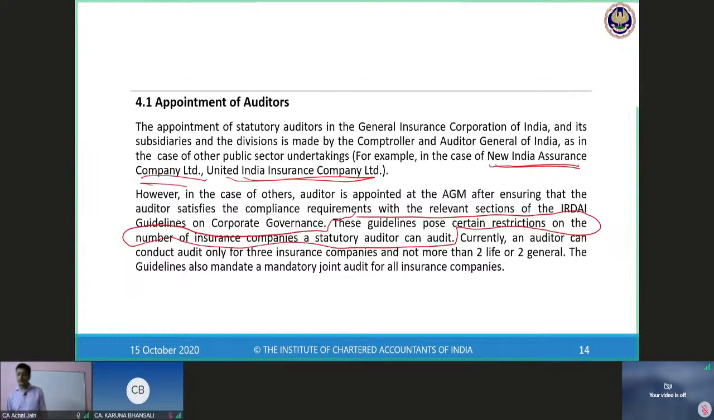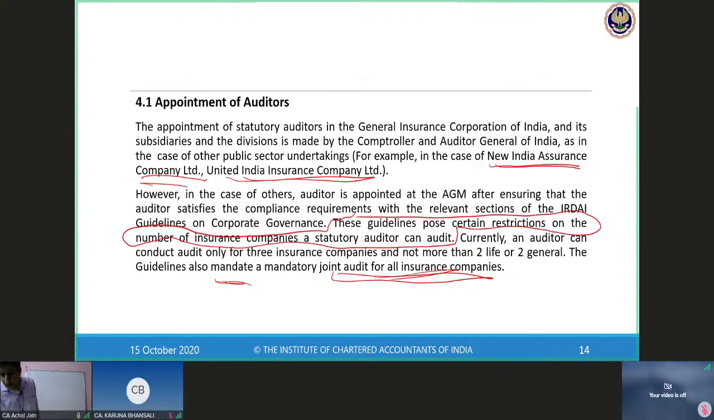So what is the cap? An auditor can audit only 3 insurance companies, and not more than 2 life or 2 general. The total should be 3, out of which life insurance companies can be 2, general insurance companies can be 2. So how will it become 3? 2 life, 1 general, or 2 general, 1 life. And other than this, it's mandatory to have a joint audit.